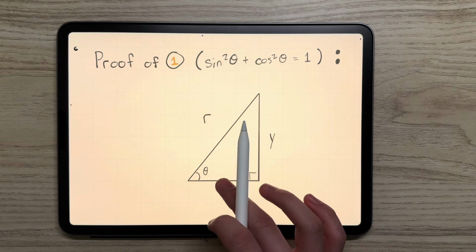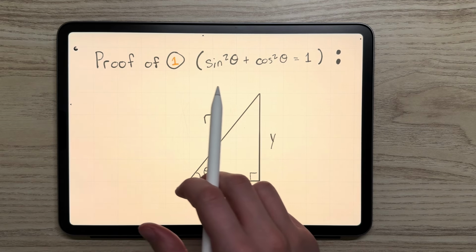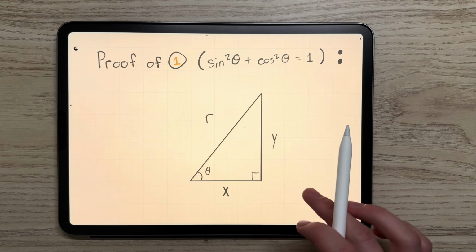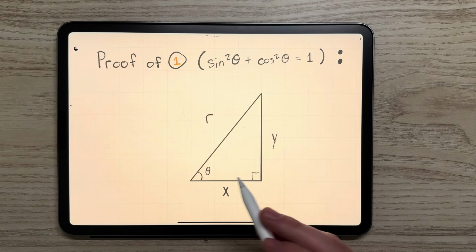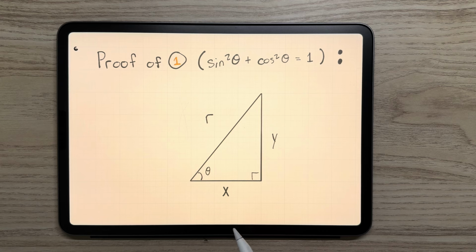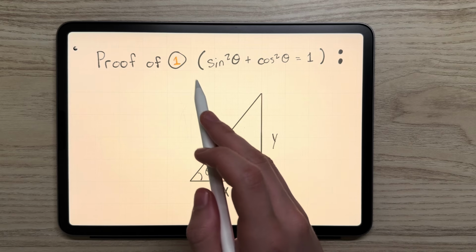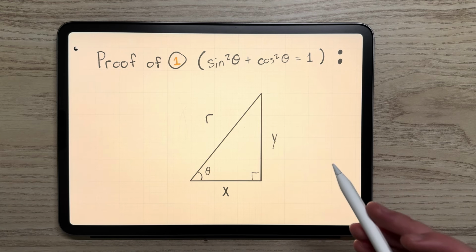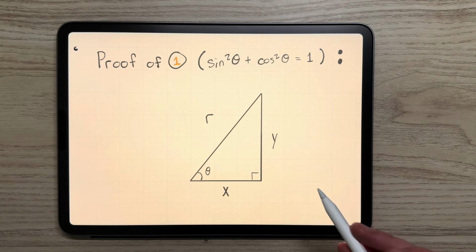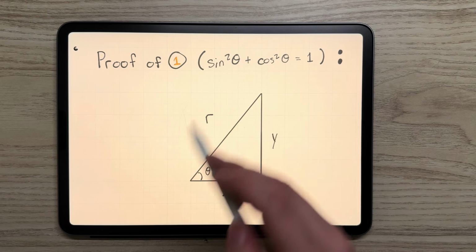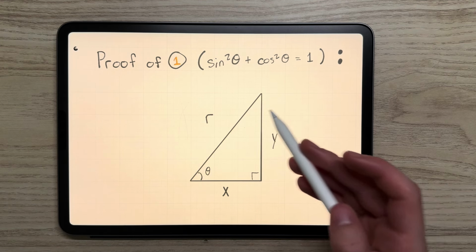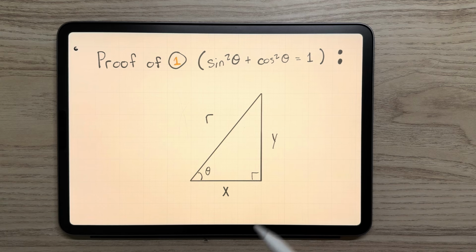So here's a proof of the first identity, which is sine squared theta plus cosine squared theta is equal to 1. So to start a proof, you don't really know where you're going to end up, but there is a motivation for what to do next. So since we want to end at this formula, we can start off with trying to find what sine and cosine mean in this triangle and maybe how to combine it with the Pythagorean theorem.